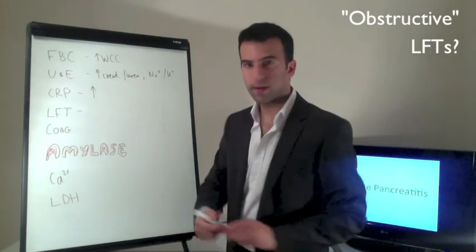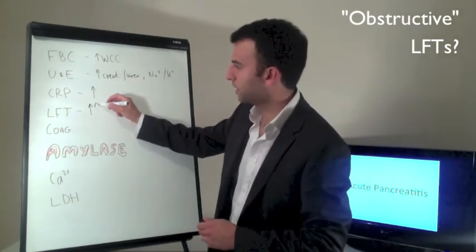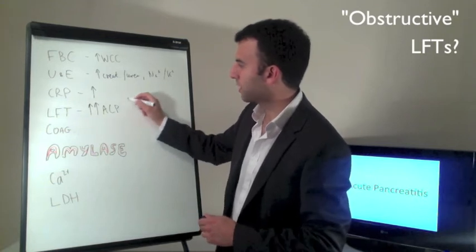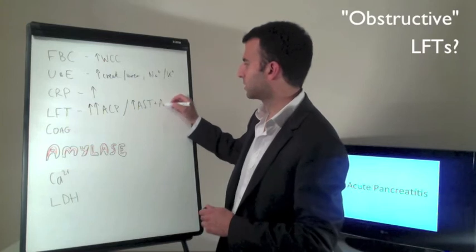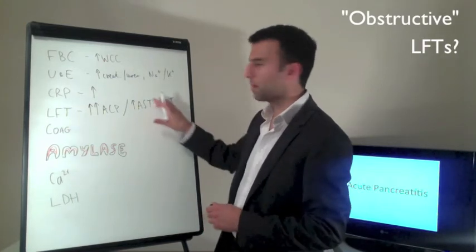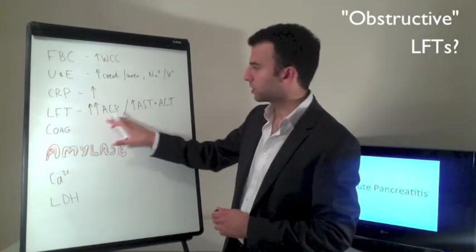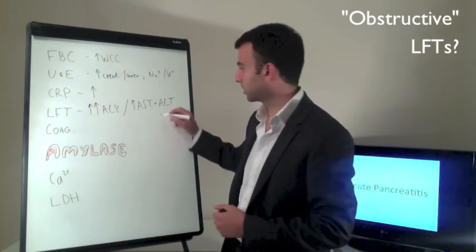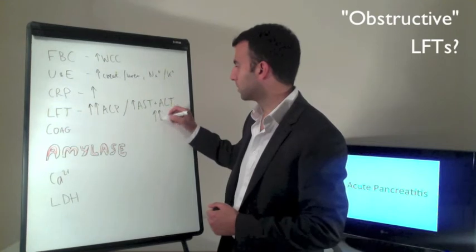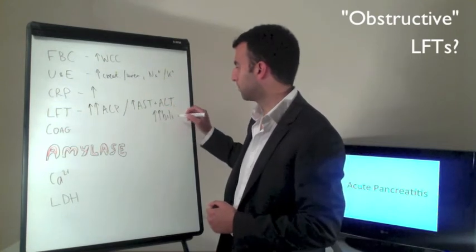So what do I mean by that? I mean a raised ALP proportionally greater than the raised transaminases, transaminases being AST and ALT, so they might be raised as well, but you'd expect to find a greater elevation of your ALP in an obstructive picture, and your bilirubin would be elevated too.